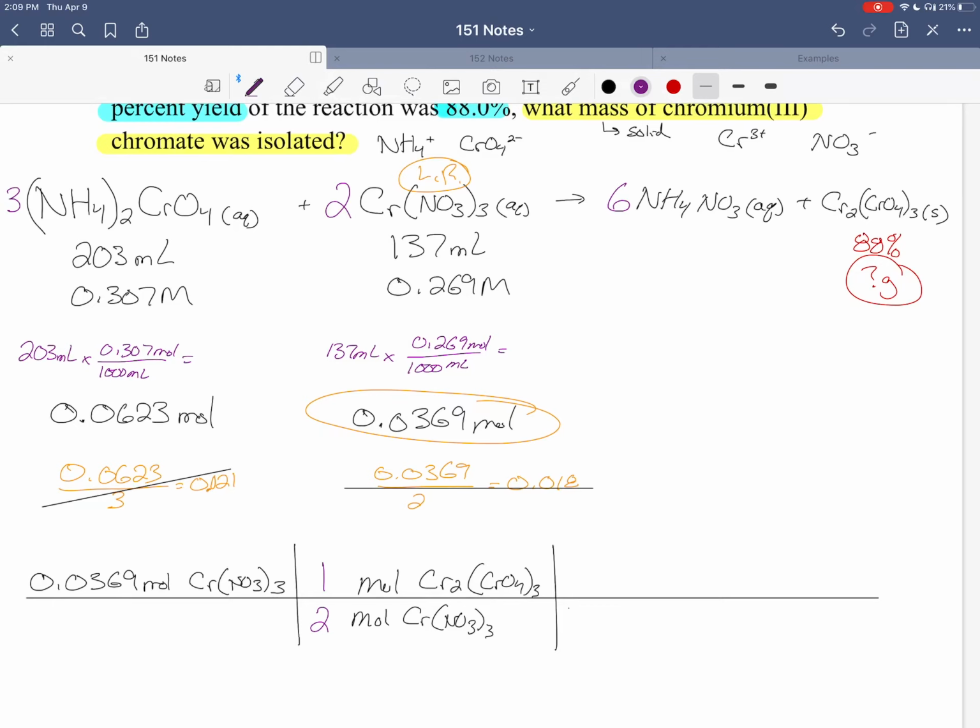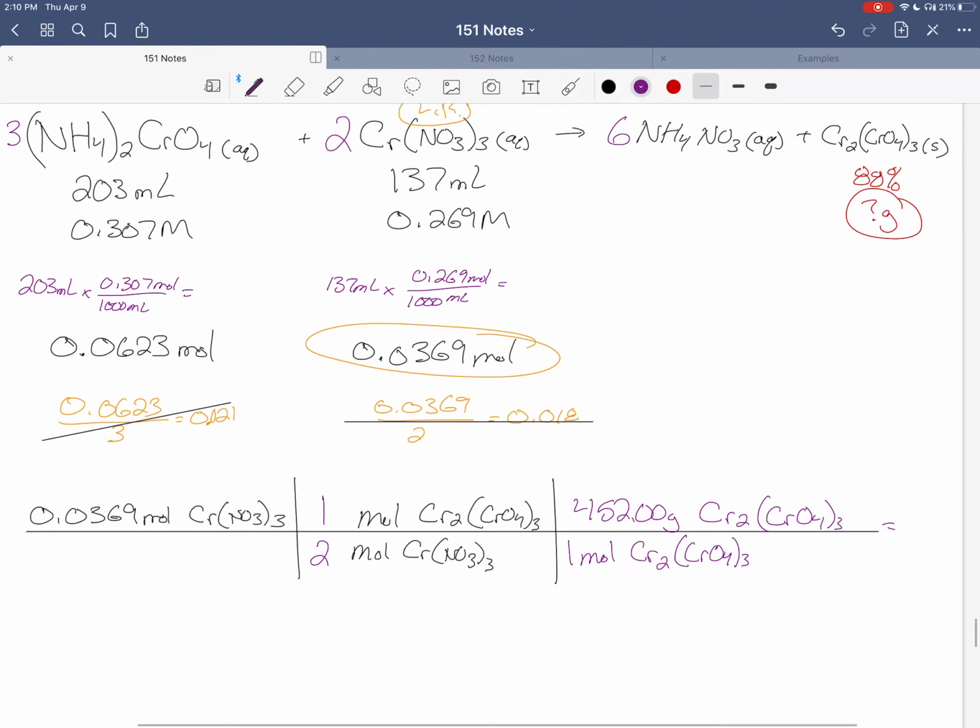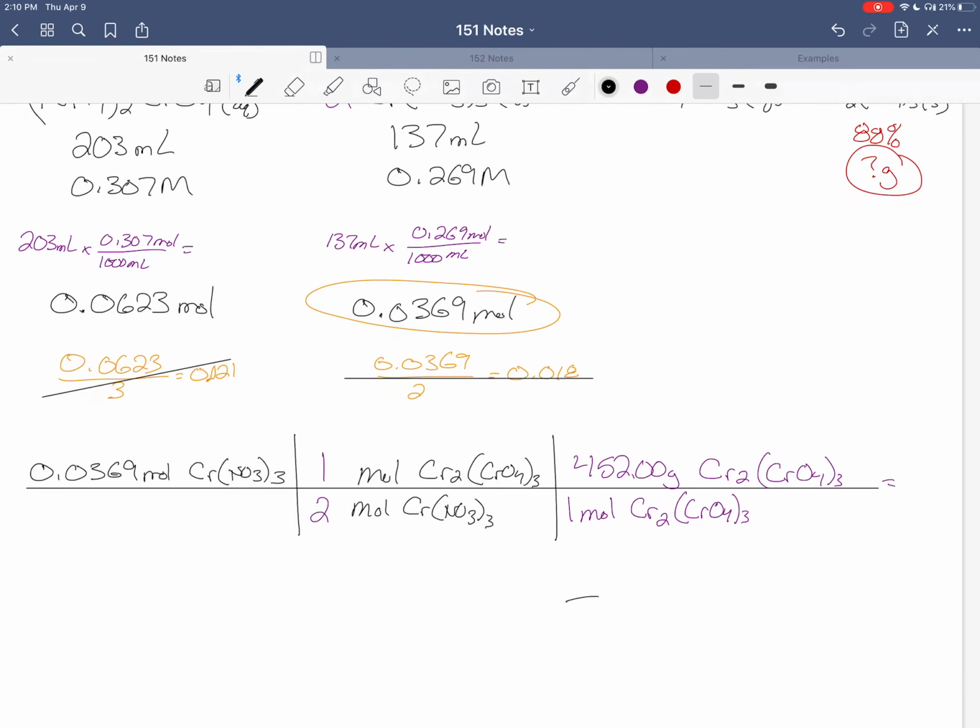The molar mass: 1 mole of chromium 3 chromate happens to be 452.00 grams of chromium 3 chromate. And if we do that, I get a theoretical yield of 8.34 grams. Which is great.